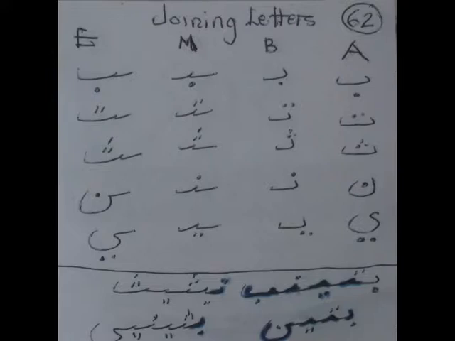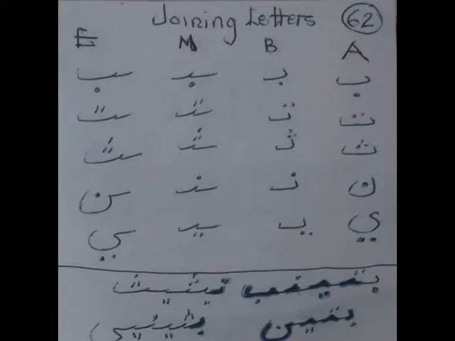We turn to page 62, joining letters in Arabic writing, and here we group together ba, ta, tha, noon, ya. Under A you see ba alone, ta alone, tha alone, noon alone, and ya alone. A is abbreviated for alone. B, the symbol I use there, is for beginning. So that's how ba is written at the beginning.